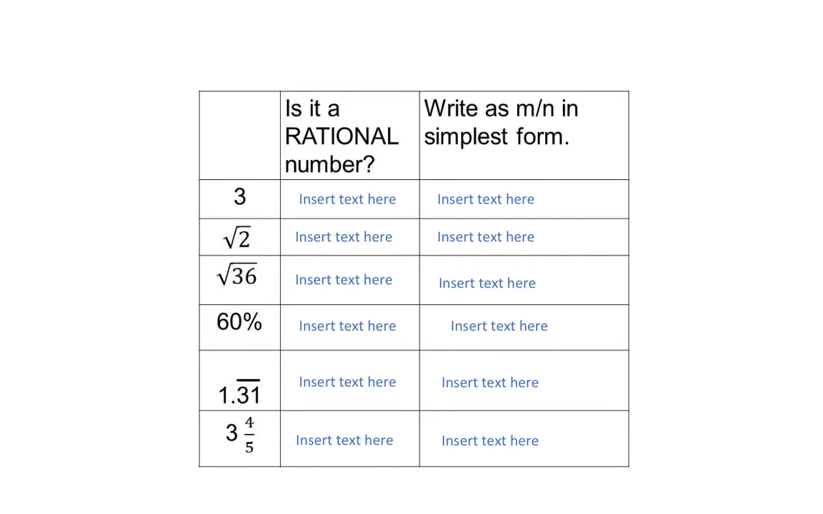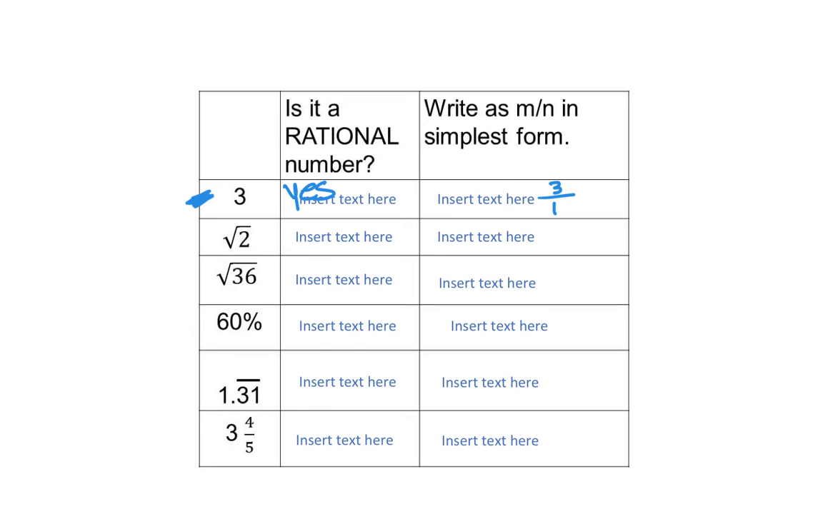Alright, so let's look at this chart and figure out, is it a rational number or not? And then if it is a rational number, write it as m over n in simplest form. So our first one, 3. Is it a rational number? A rational number is any number you can write as a fraction. So yes, it is. It is an integer, so to write it as m over n form, you simply put it over 1. You do not need to reduce, you're done.